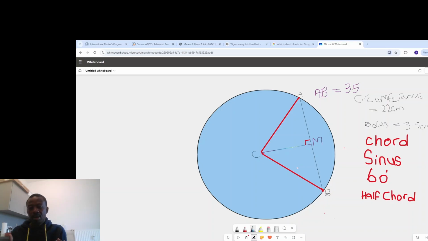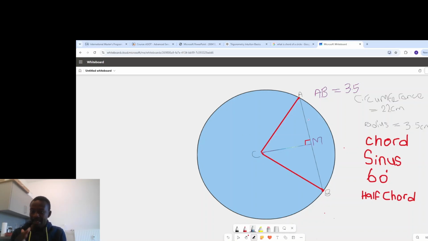And they made this relationship of what they call half chord ratio, and that is what today we term as sine theta. So in this case, our chord is AB, half of the chord is MB or MA. We can use any of them. Let's use MA. Now we have a triangle MAC, and if we want to find this angle, we are not going to use any calculator. We will use a symbol sine, but we will find what it is.